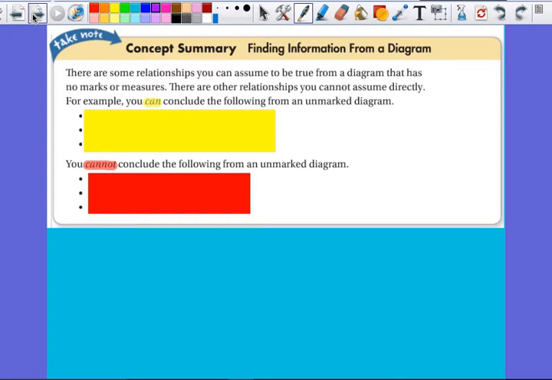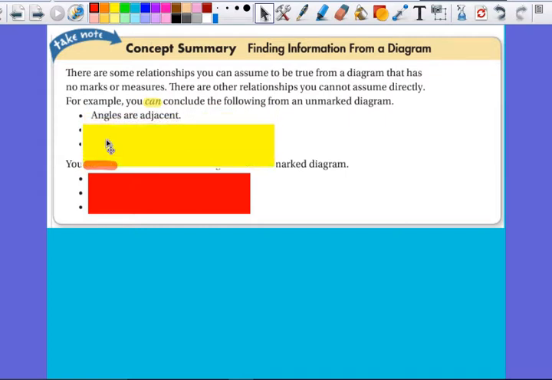So, finding information from a diagram. There's certain things that you can conclude even though it's unmarked in the diagram. There's certain things that you can't. The first one that we're going to talk about are the things that you can conclude if it's not marked in the diagram. You can look at a picture and tell me if two angles are adjacent. What does that mean? Well, if I draw this angle here, and then I draw this angle here, are those angles adjacent? Yeah, they're beside each other. You can look at it and tell without anything being marked, all right?